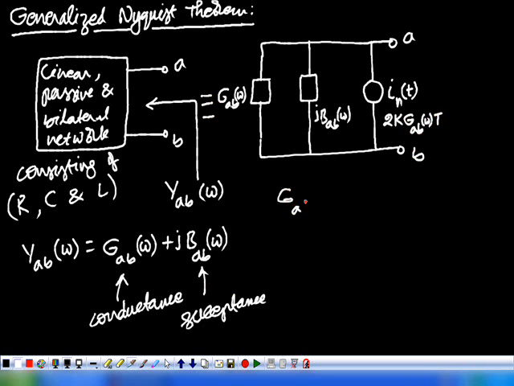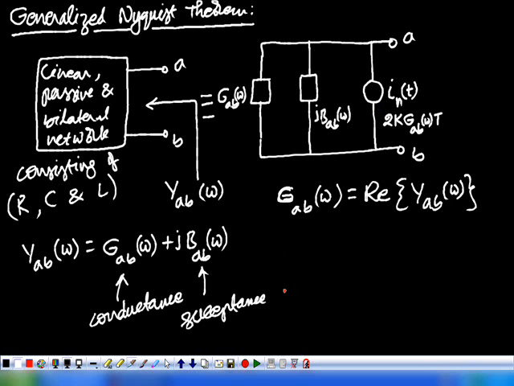What is this GAB of omega? That can be written as the real part of YAB of omega. That is, the conductance seen through the terminals AB is given by the real part of the admittance seen through the terminals AB. So this linear passive bilateral generalized network consisting of RLC components can be replaced by a noiseless admittance in parallel with a noise current source.